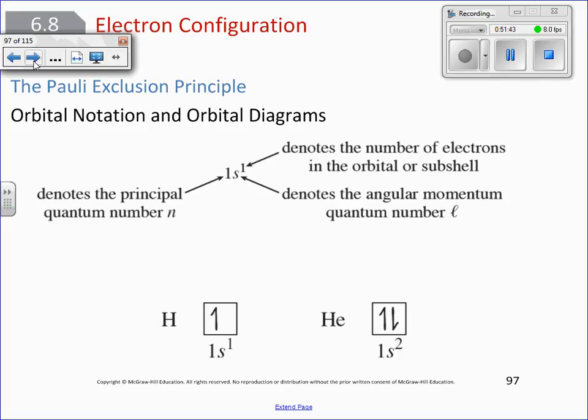Helium, we have 2 electrons. Well, I can put 2 in an orbital, right? So I can put another one here. But it can't spin the same direction, because of Pauli exclusion. So it's a down arrow. So helium is quantum number 1, subshell S, 2 electrons.